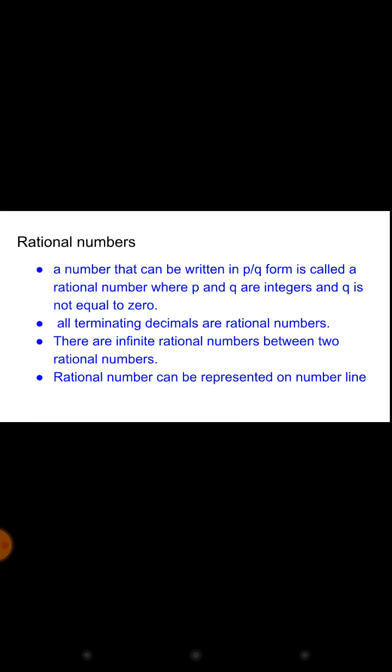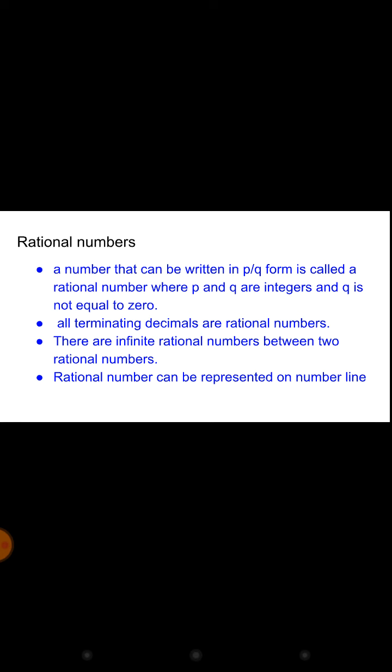A number that can be written in p upon q form is called a rational number, where p and q are integers and q is not equal to 0. Also, we know all terminating decimals are rational numbers. There are infinite rational numbers between two rational numbers. As you know, we can find many irrational numbers between two irrational numbers, and you also did questions based on it.